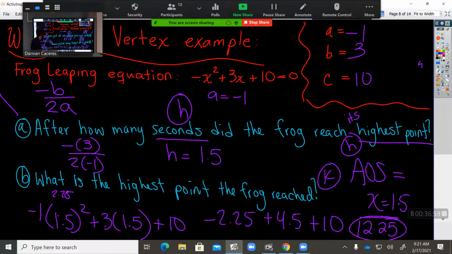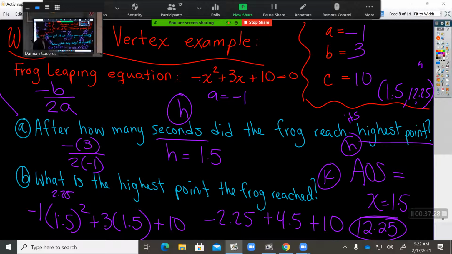So here's my question. If the vertex is 1.5, comma, 12.25, after how many seconds did the frog reach its highest point? After 1.5 seconds. What was the highest point? 12.25. Here's the real question, because word problems deal with common sense.